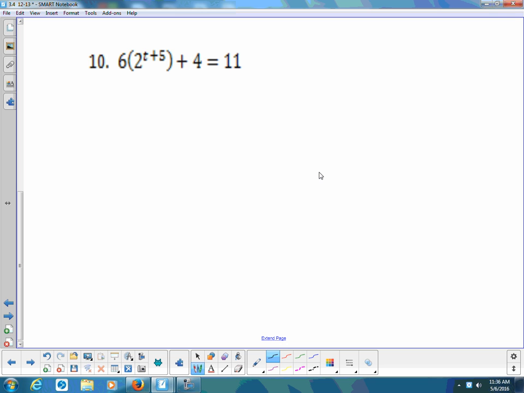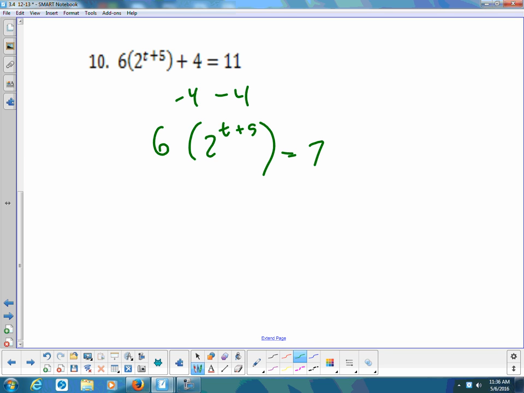So here we go. You're all lined up, so I don't even have to pull popsicle sticks. I'll just point to random. All right, Griffin, first step in solving for t. Well, you would subtract 4. All right, I'm going to subtract 4 from both sides. So I get 6 times 2 to the t plus 5 equals 7.